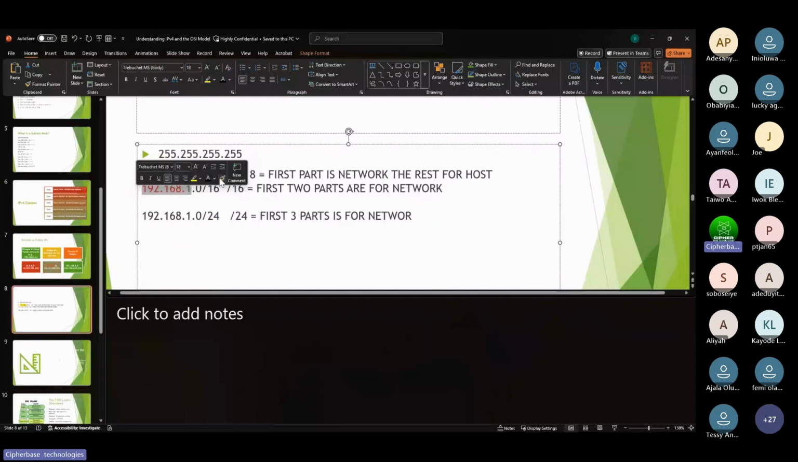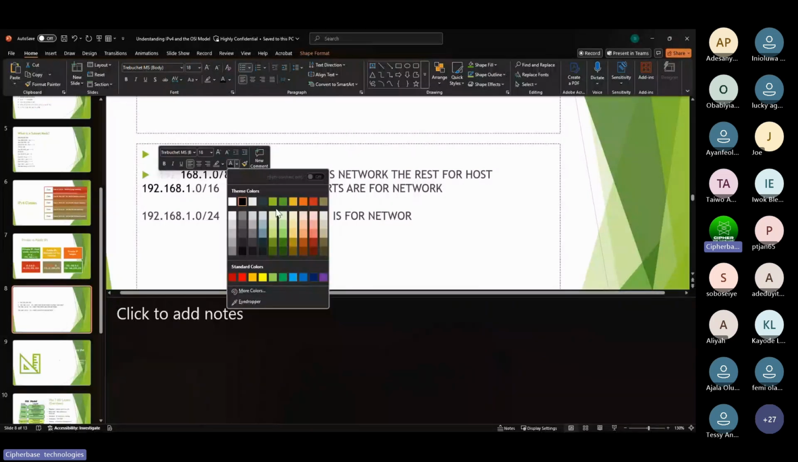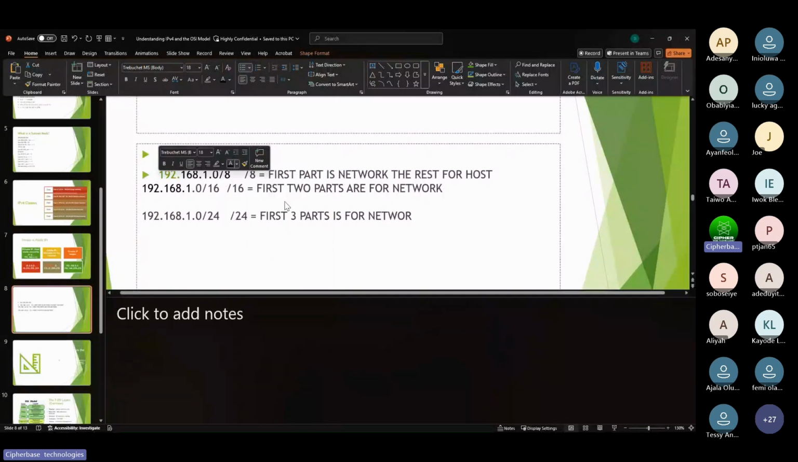You understand now? This one represents 8 bits, another 8, another 8, another 8. Anywhere you see 8, it simply means it is referring to this 192 alone, this 255 alone, this one alone, and this one alone. If it's 8, the first part is network. If you want to configure a network in your organization, the first part is network. The rest is for host.